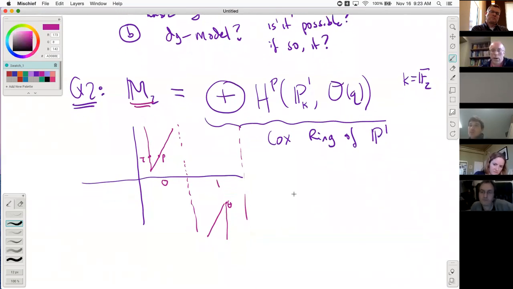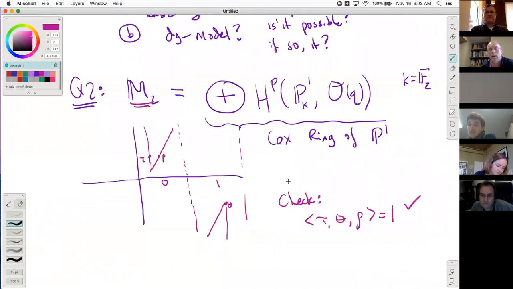But what you can do is check that you have that same Massey product here. And this is crazy. This has got to be way more than a coincidence. I don't know what's going on here.